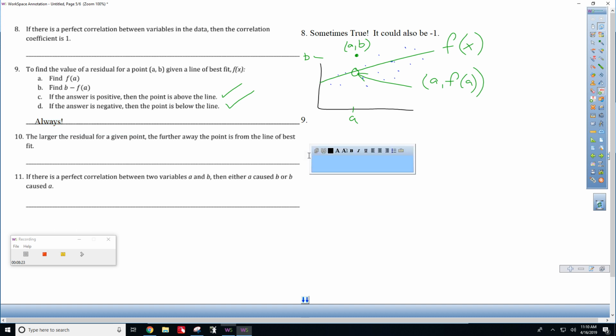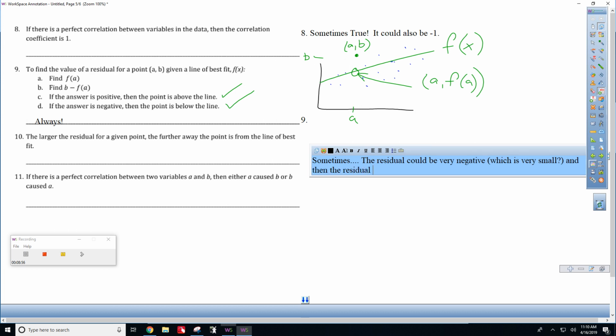10. The larger the residual for a given point, the further away the point is from the line of best fit. That's always true. No. Sometimes. The residual could be very negative, which I believe is small. And then the residual could also be far away. But if the residual is positive, that is true.